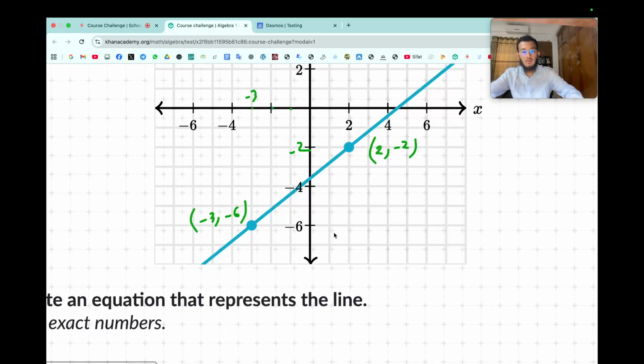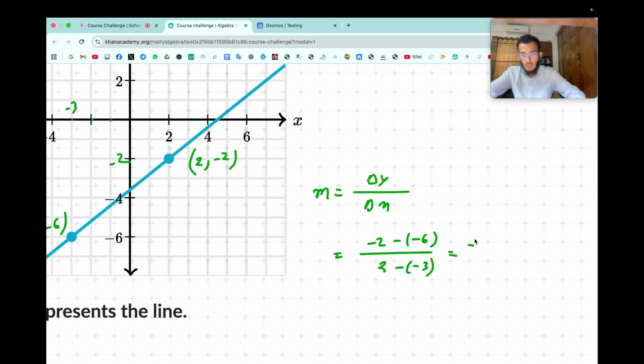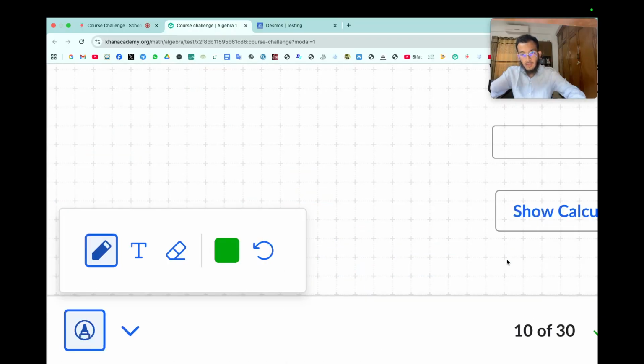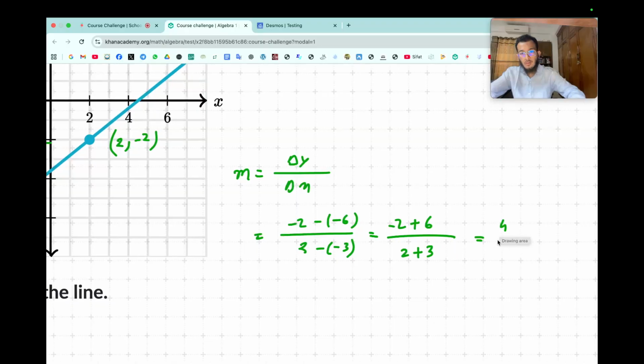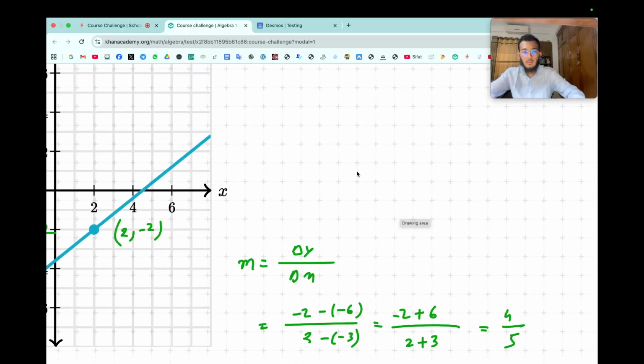So in order to find the equation, we first find the slope, or m, which is delta y upon delta x. So y2 minus y1 over x2 minus x1. So -2 plus 6 upon 2 plus 3. So this becomes 4, since 6 minus 2 is 4, and 3 plus 2 is 5. We have the slope. Now we want the y-intercept.